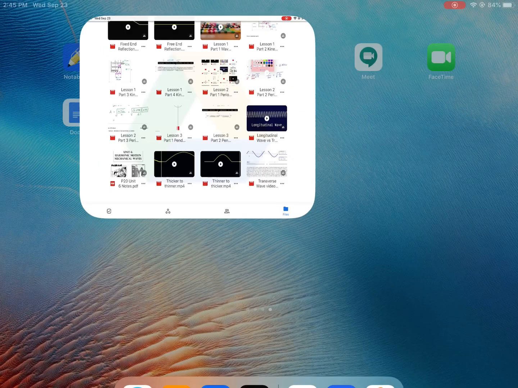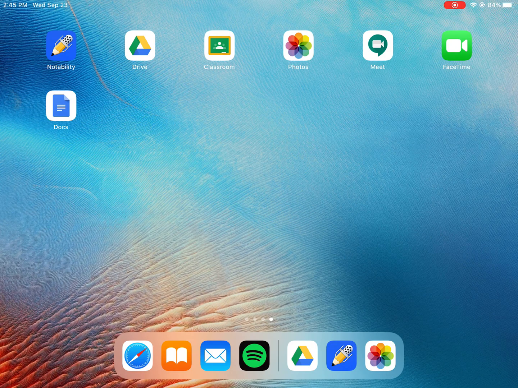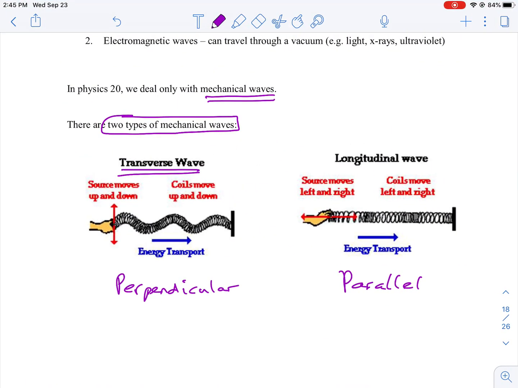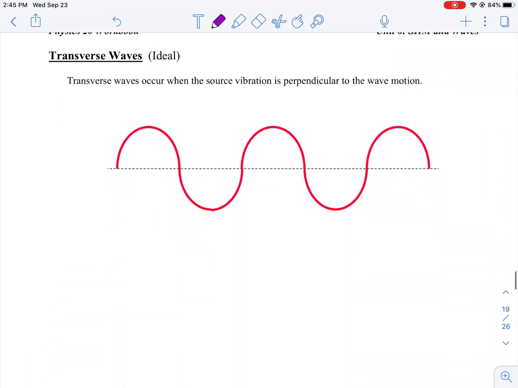All right, let's go back to our notes now. A lot of diagrams there. And let's talk about a transverse wave. So let's see if we can remember. Do you remember what's the source of every wave in existence?